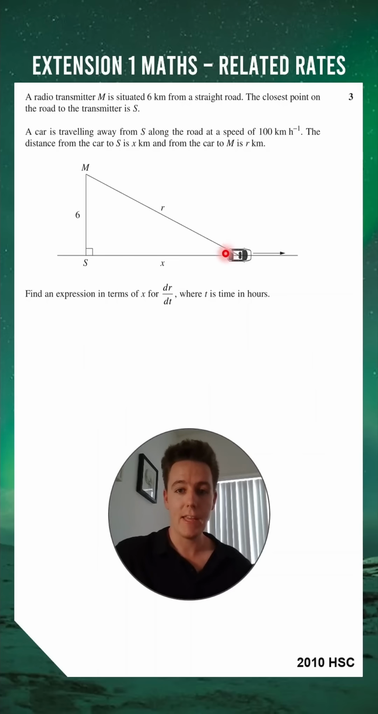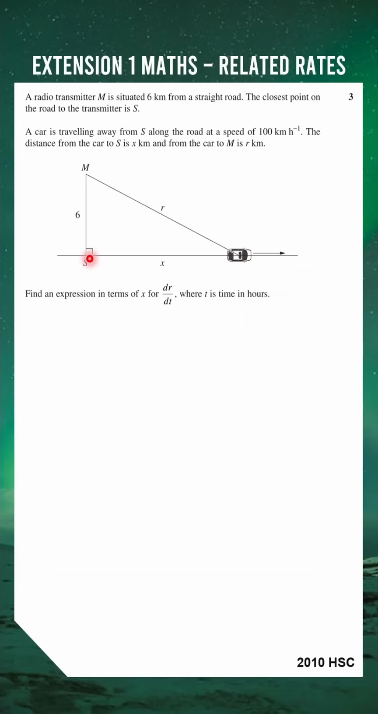We have a car right here, and it's moving away from a transmitter at S, at a speed of 100 kilometers per hour. Okay, we've got M here, we've got R here, we've got X here, and we want to find, in terms of X, the derivative of R with respect to T.